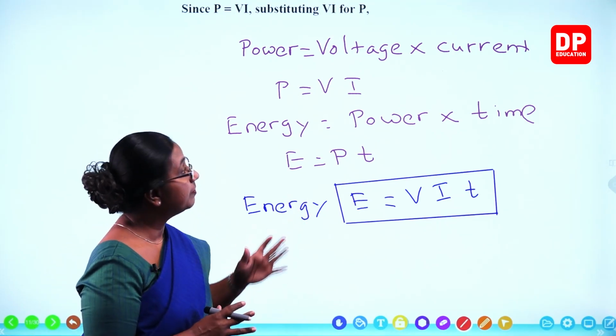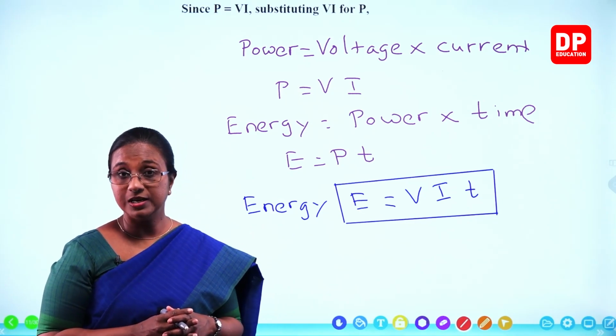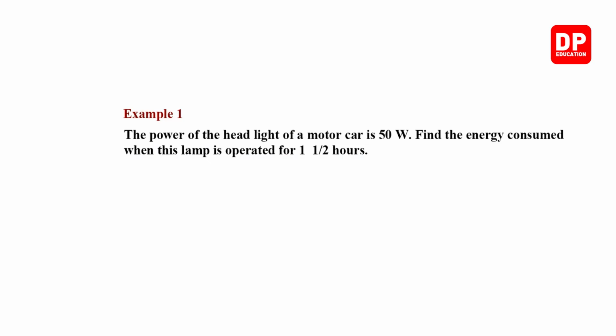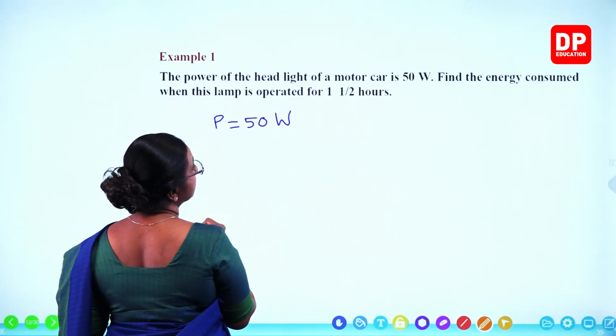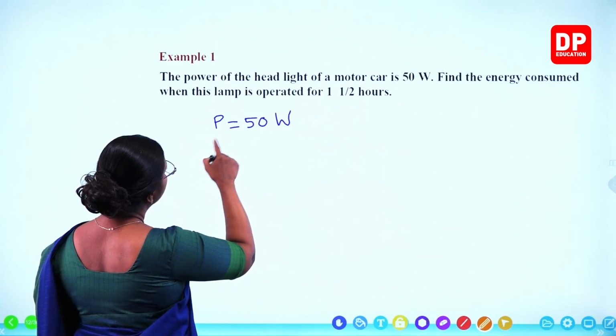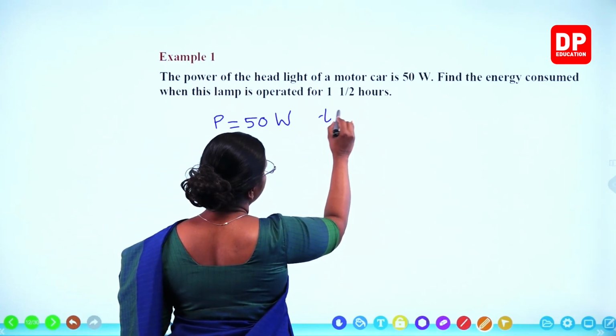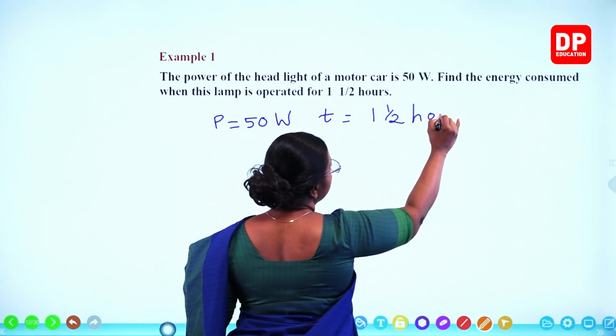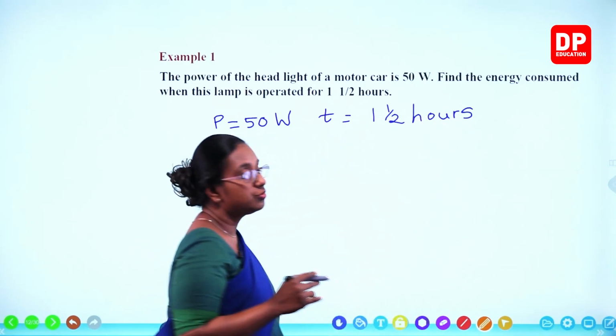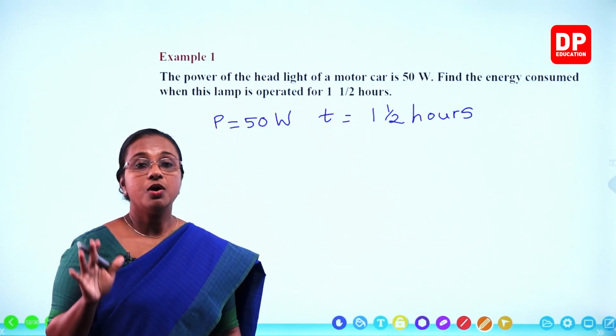So with that, I'll move on to the next slide where we do a calculation. Example 1. The power of the headlight of a motor car is 50 watts. You know the power, 50 watts. Find the energy consumed when this lamp is operated for 1.5 hours.